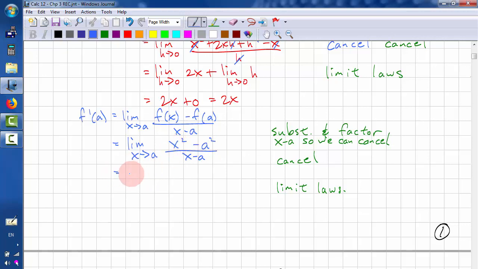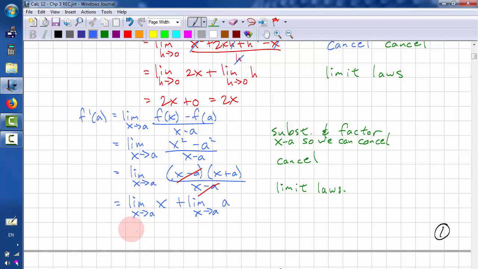This is a difference of squares. So we have x minus a times x plus a, over x minus a, and we can cancel out the x minus a's. Now we can break up our limits. Limit as x approaches a of x plus limit as x approaches a of a. So we have a plus a, and that equals 2a. Okay, it's the same thing.